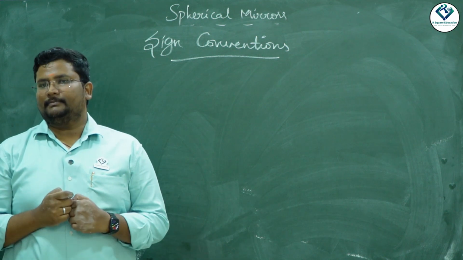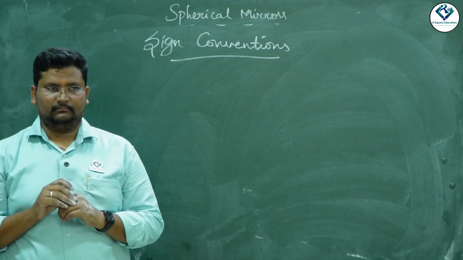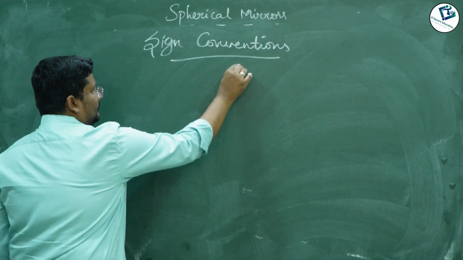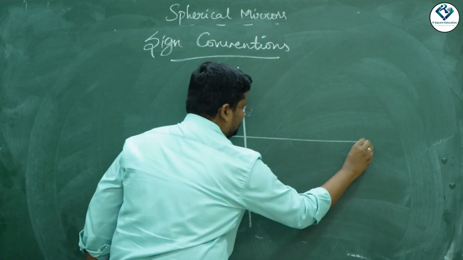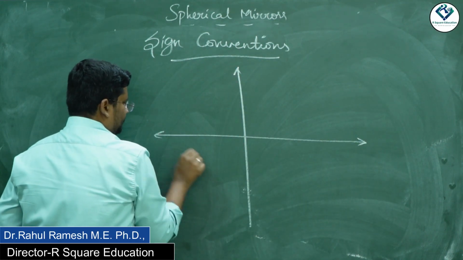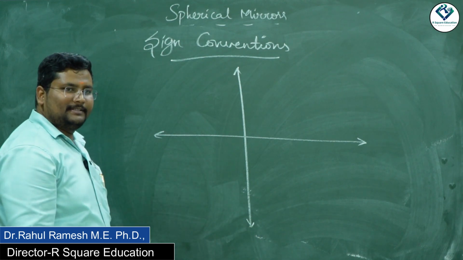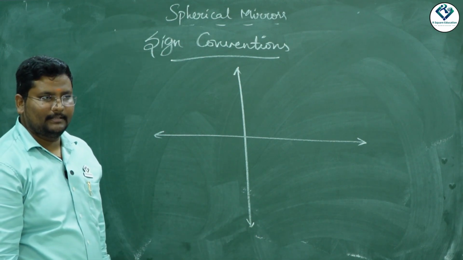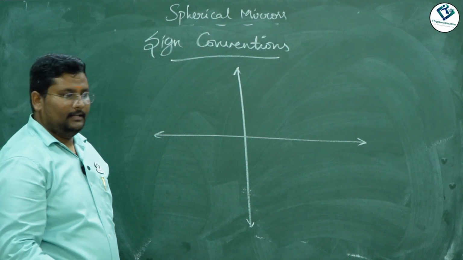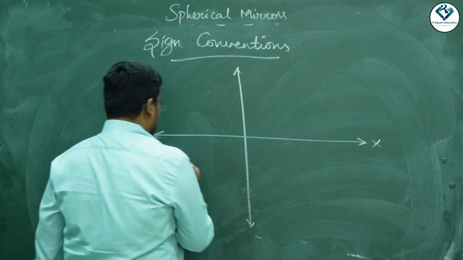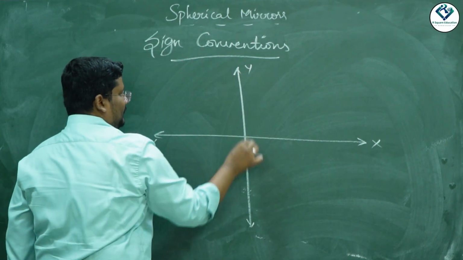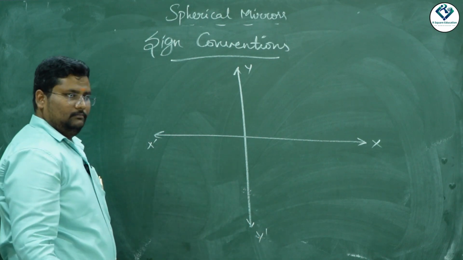The sign conventions of mirrors are going to be common to both. Okay, so what we are going to do is consider a graph. Basically, a graph consists of x and y axes, positive and negative. Correct? Say for example, this is going to be x, this is going to be x dash, this is going to be y, this is going to be y dash.